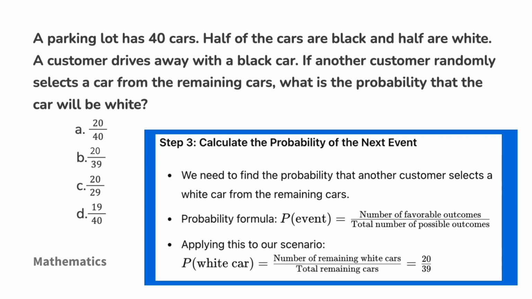So for our next step, we want to calculate the probability of the next event by finding the probability that another customer selects a white car from the remaining cars. So keep this formula in mind. The probability of an event equals the number of favorable outcomes divided by the total number of possible outcomes, which here, the total is 39, as we just discussed.